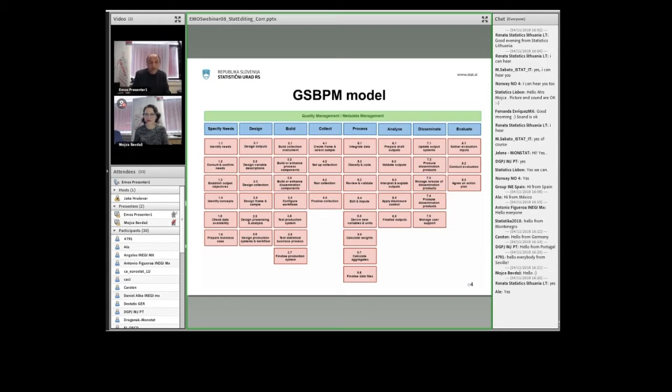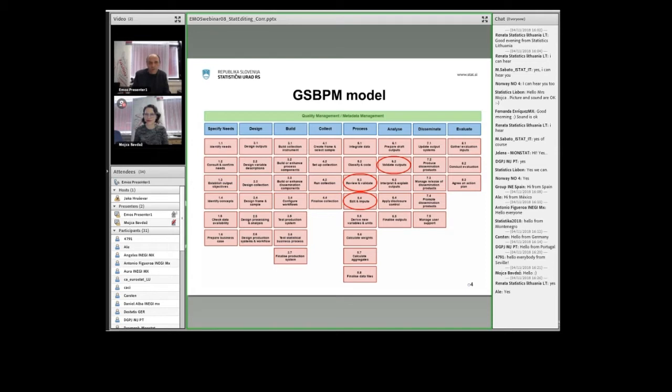Okay, but now the key question: where is data editing in this model? Well, the first three sub-processes that we can immediately detect are the ones that already have something connected to data editing in their name. These are review and validate in the process phase, edit and impute in the process phase, and validate outputs. These are, let's say, explicitly referring to data editing.